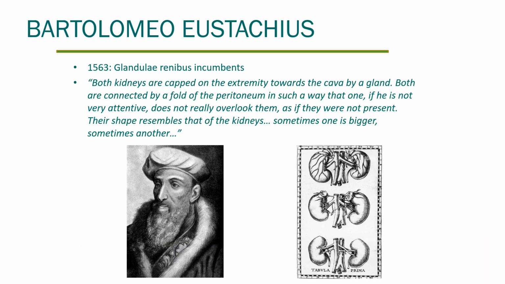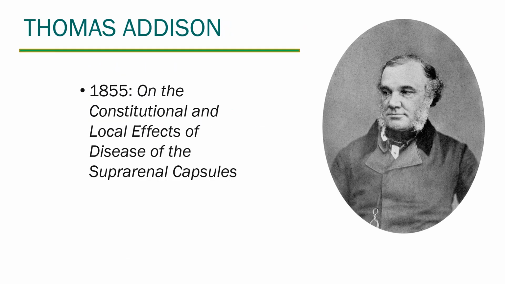So a little history background about the adrenal glands. Bartolomeo Eustachius in 1563 described the adrenal glands, saying that both the kidneys are capped on the extremities towards the cava by the gland. So he really was the first person to describe the adrenal glands in detail. Then more recently, Thomas Addison in 1855 talked about the constitutional and local effects of disease of these suprarenal capsules. So he really was the first to describe adrenal insufficiency in detail.